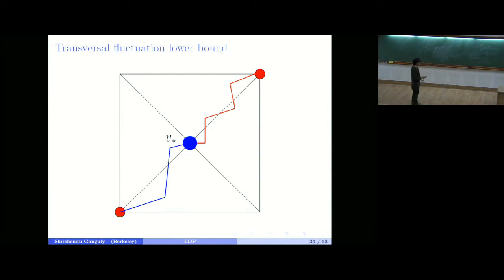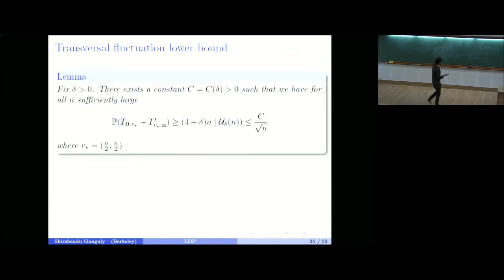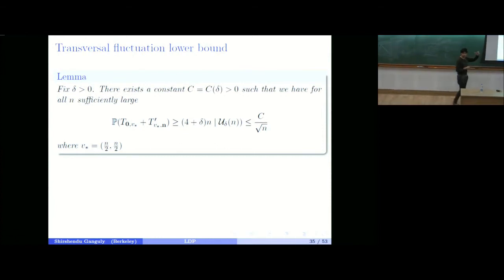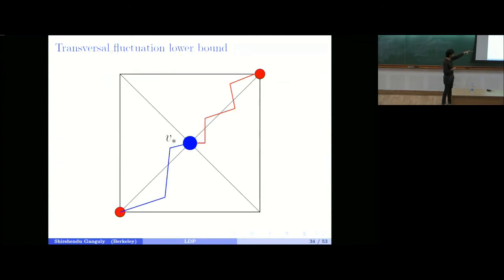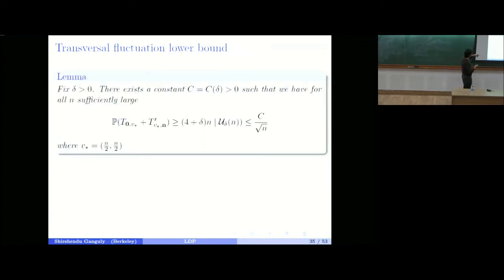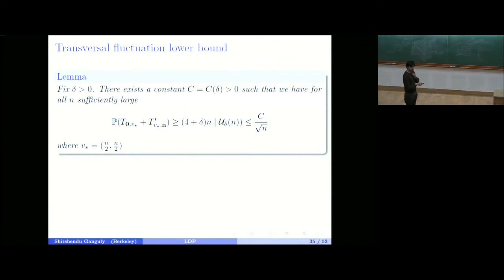Okay, so what is the probability that the polymer passes through this midpoint? It's again the sum of two independent things. You look at the polymer from this point to the midpoint, and then you add the polymer from the midpoint to n. Let's call that midpoint V star. Then you want to really understand the probability of this. So T from 0 to V star was the first part, the blue part, and T prime from V star to n was the red part. So you have these two parts. You want to look at the probability that the sum of these two things is bigger than 4 plus delta n, conditioned on the event that the polymer itself is bigger than 4 plus delta n. And so this is the statement that I just made. If you can show that this is 1/√n, you should have a lower bound.